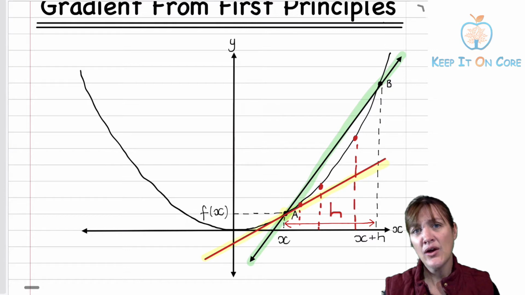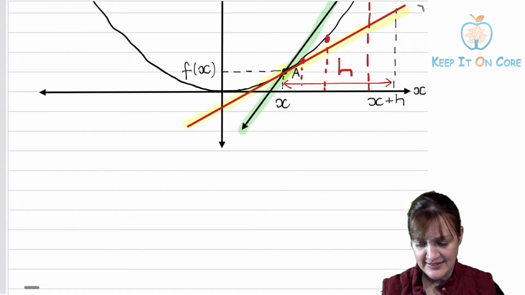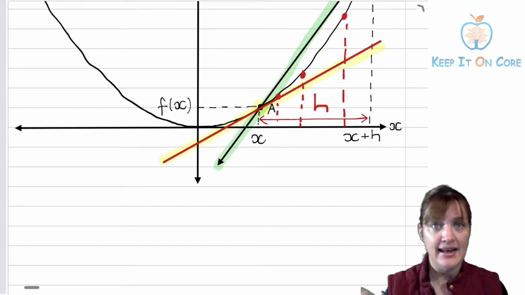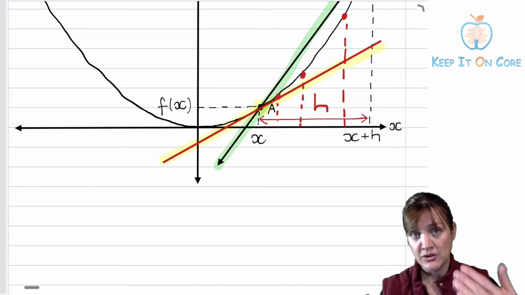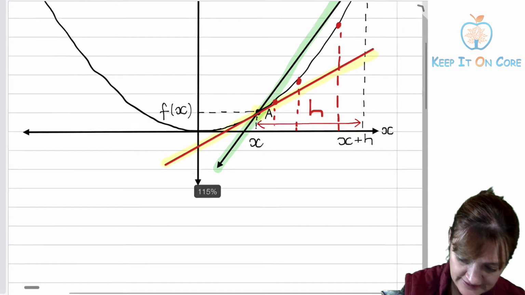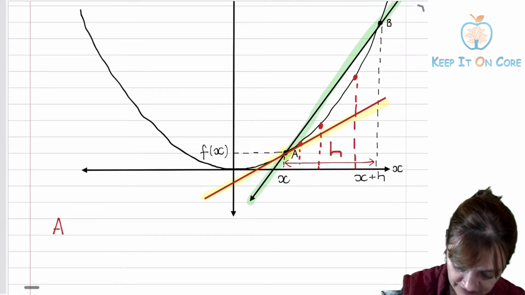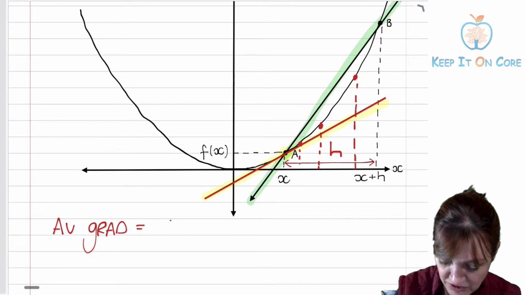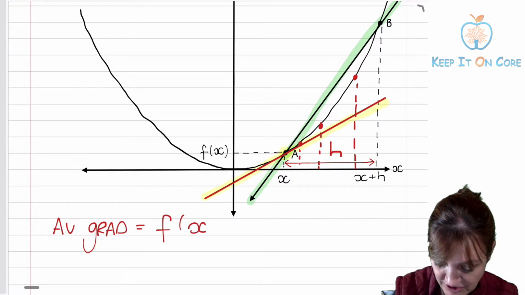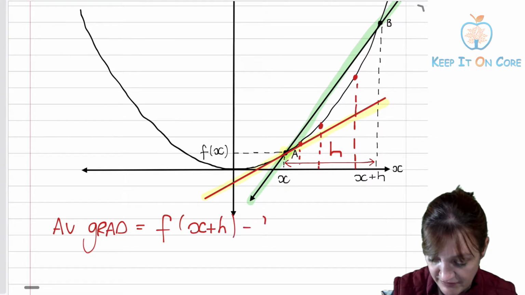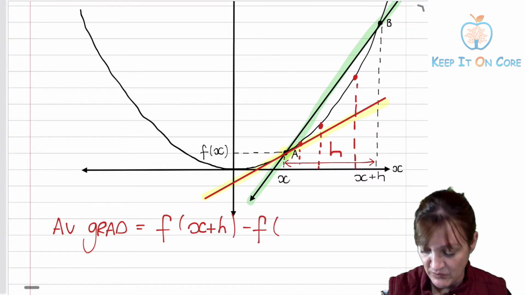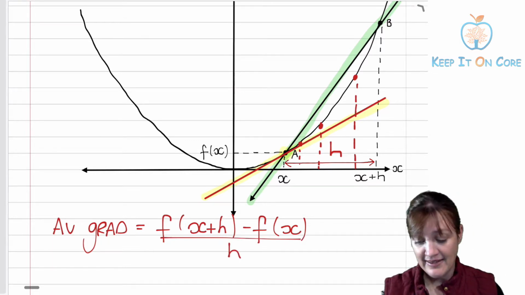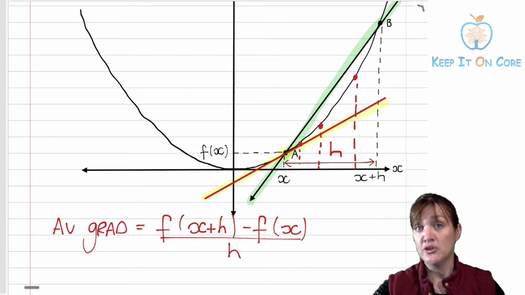Okay, now how do I work out the gradient of that tangent? Okay, well, let's go with this. We knew that average gradient was change in y over change in x. So let's quickly write that. So we know that average gradient was equal to f of x plus h minus f of x, that was your y1 minus y2, over h, which we got by taking x1 minus x2. Okay, so that was if it was at 2 points.